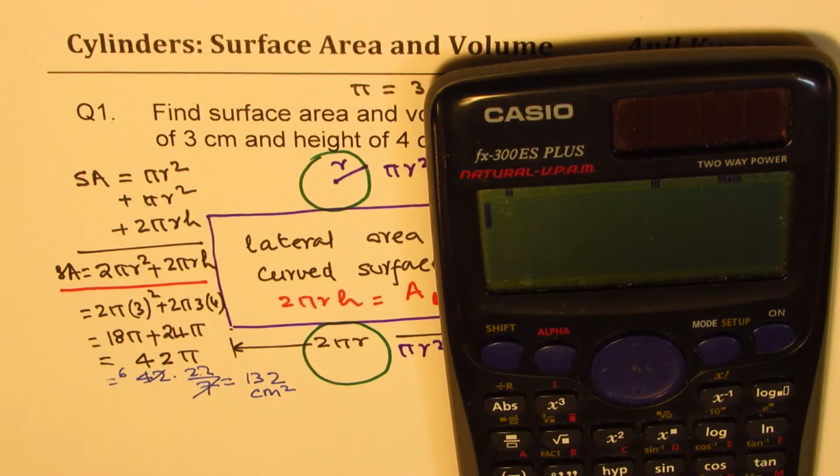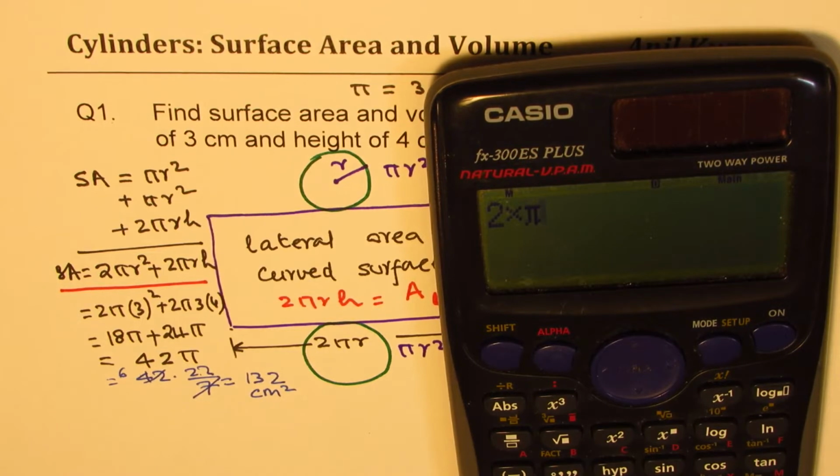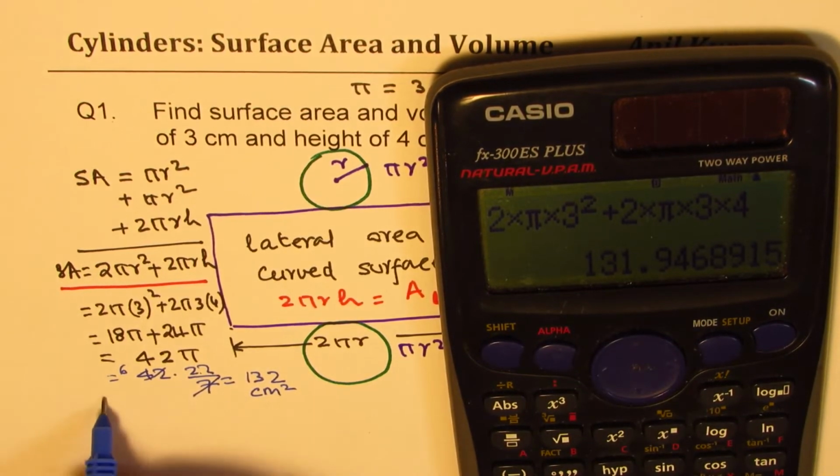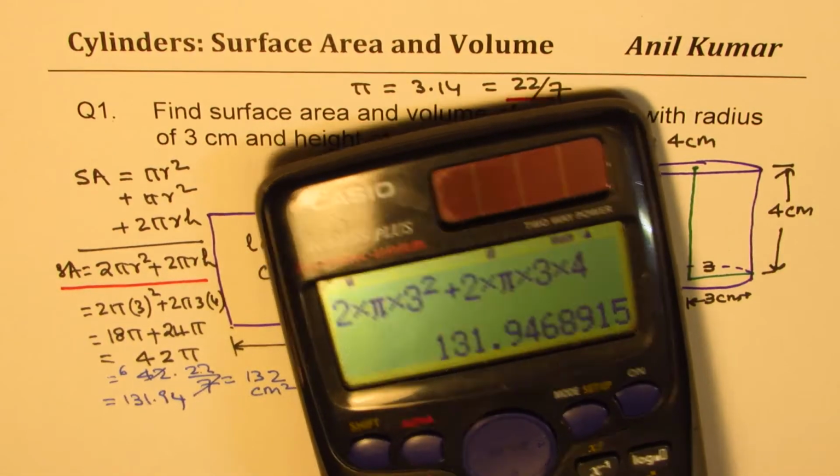Start here, 2 pi r square. So 2 times pi, so you can see pi on my calculator, times r is 3, 3 square, plus 2 times pi times 3 times 4, right? So we have substituted each and every value. It gave us 42 pi, and if I convert it to decimals, it gives me 131.94. Perfect. Do you see that part?